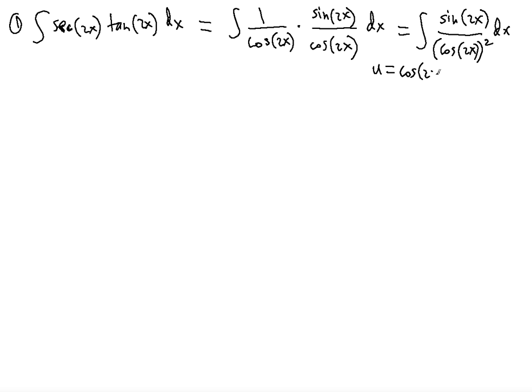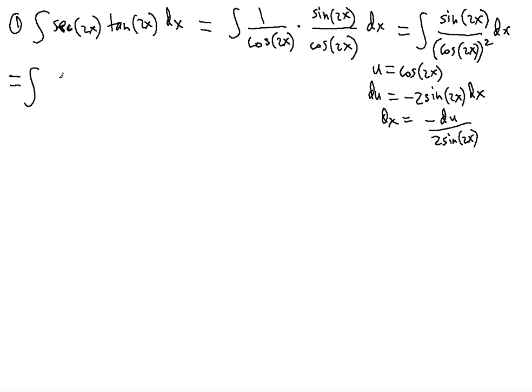You can assign the cosine of 2x as the u. The du will be equal to minus 2 sine of 2x dx, and in return dx is going to be equal to negative du over 2 sine 2x, right? So we're going to have, keeping the top written in there, let's have the u squared. Dx is going to be minus du over 2 sine 2x.